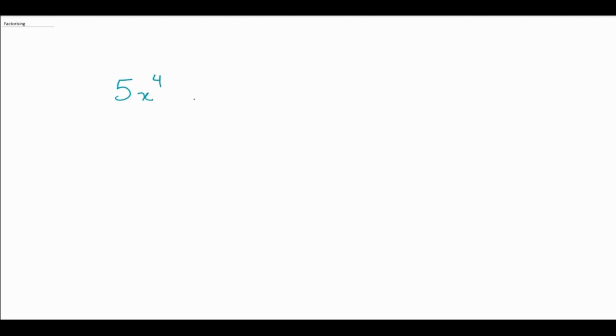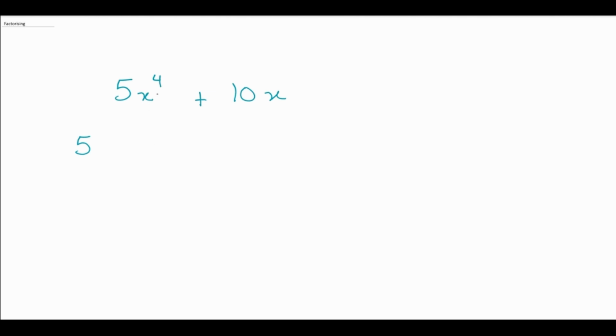5x to the power of 4 plus 10x. So let's first have a look at our signs. They're both positive, so I don't really need to factorise out any signs here. Step 2, let's have a look at our numbers, 5 and 10. What is the highest common factor between 5 and 10? The highest common factor here is 5. Next, let's have a look between our letters. What is the highest common factor of letters that I can use?